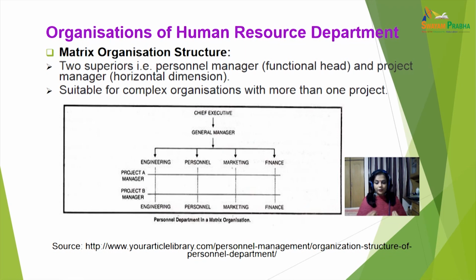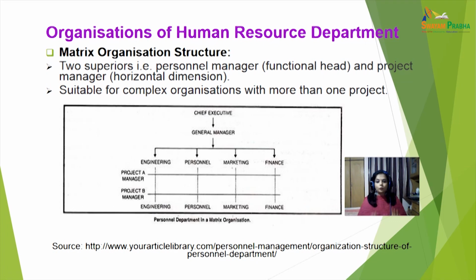Now, if it is a big organization and a project kind of organization, whereby they are taking up a big turnkey project, they have to deploy people to each project. Suppose this organization has two projects in hand. They will deploy people from each of these divisions, like engineering, personnel, marketing and finance, to the two projects. So there will be people from the engineering department working in project A and others in project B. Personnel department, some of them go to project A, some to project B. Likewise in marketing and finance. So a team is created for a particular project, whereby there are people from different divisions.